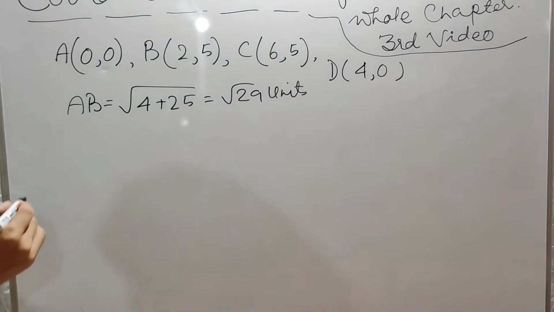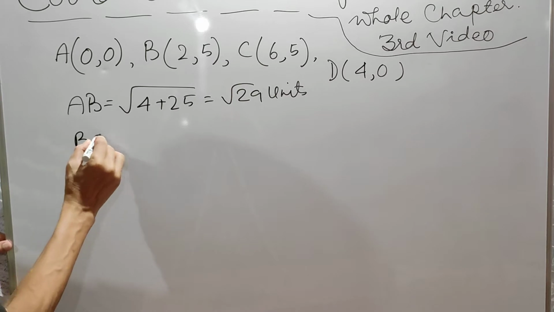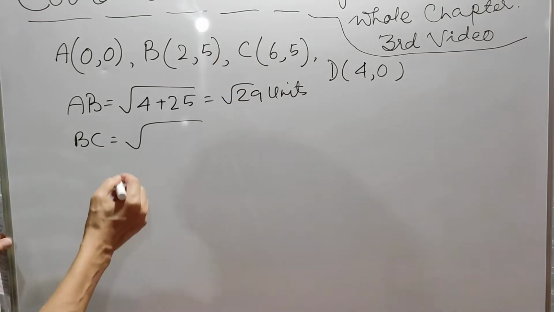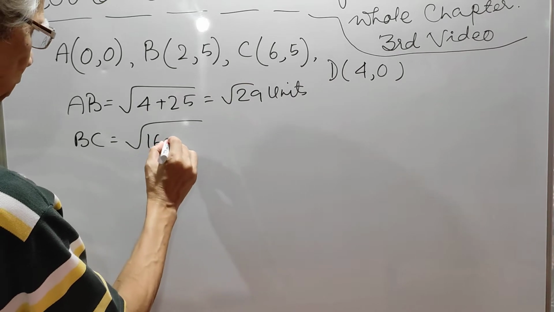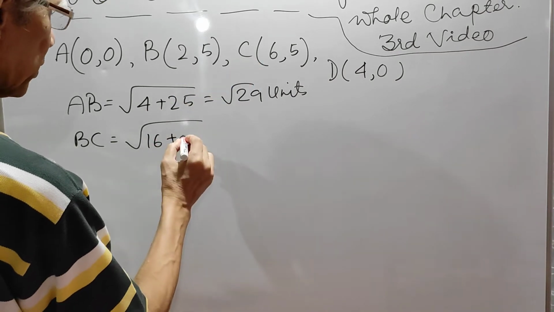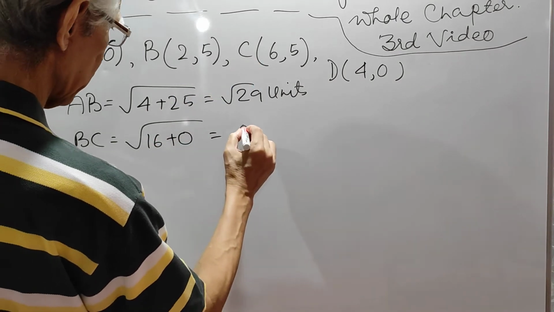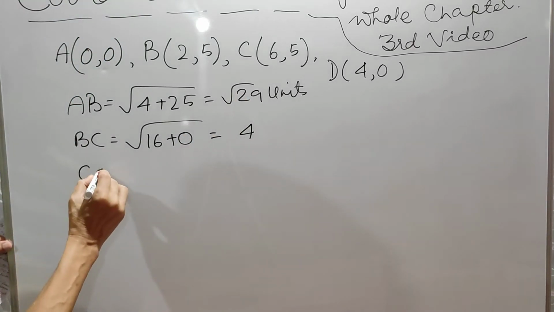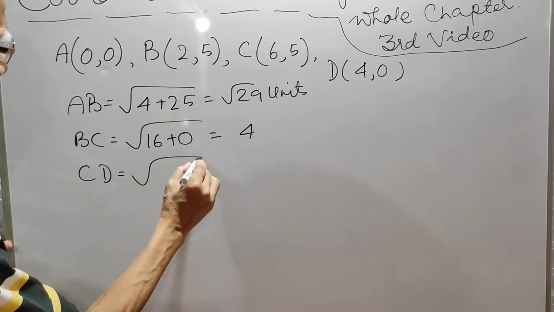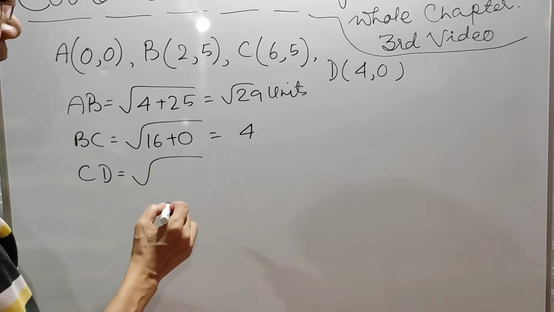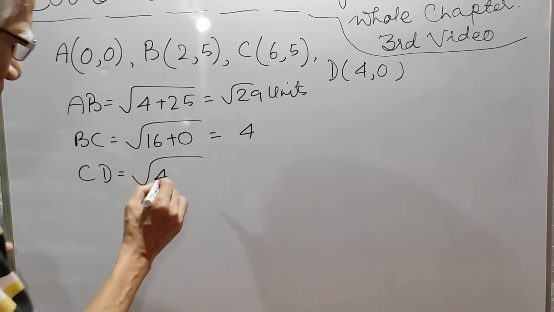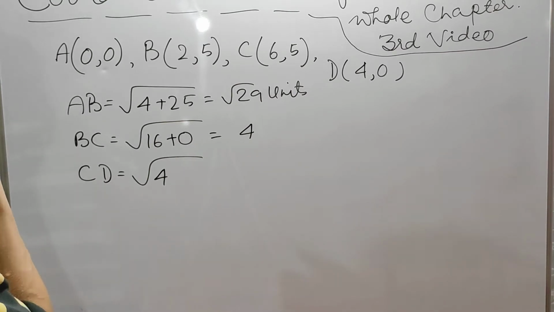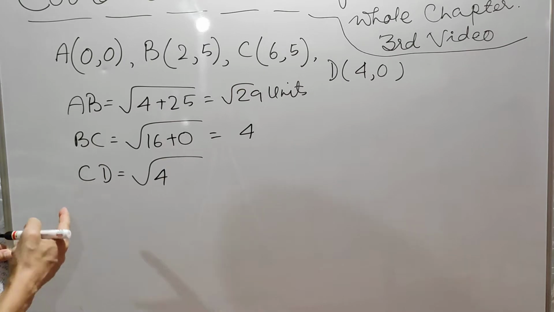All right, AB. Then BC. What will be BC? BC will be root of 4 squared, 16, plus 0. That means 4 units. All right. Then CD. What will be CD? CD will be 6 minus 4, 2 squared, 4.